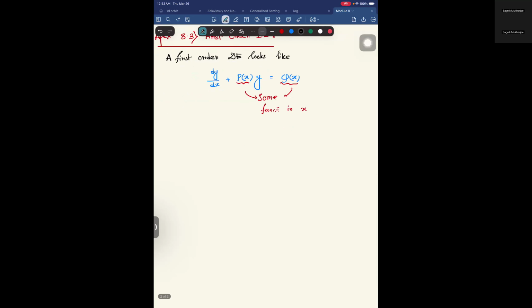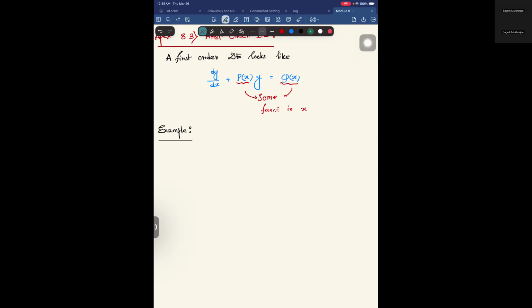So for example, we can consider maybe this equation y prime equals e power y plus 3x. So sorry, that was a wrong example.